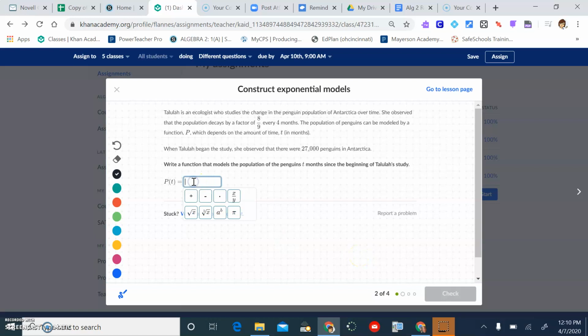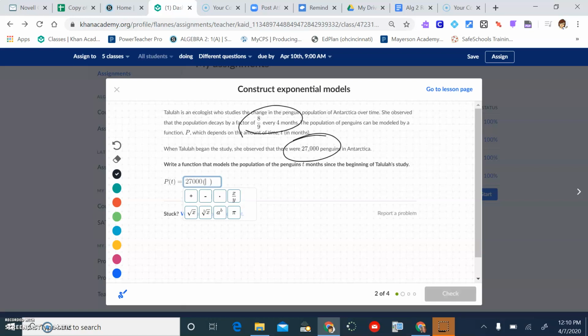All right, same idea. So my starting amount, let's look through here and read. Tallulah is talking about penguins. Oh, we love penguins. And it's decaying. Their population is going down by a factor of 8/9 every 4 months. And when Tallulah began the study, she observed there were 27,000 penguins in Antarctica. So 27,000, that's what we started with.